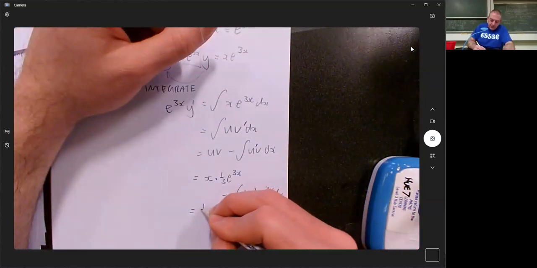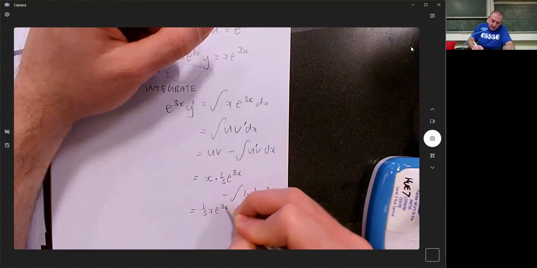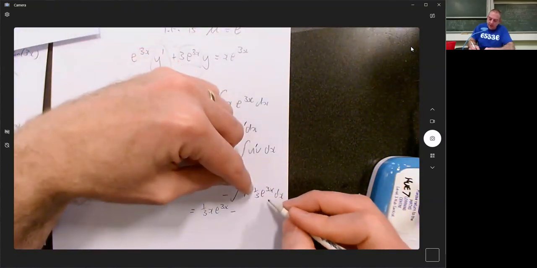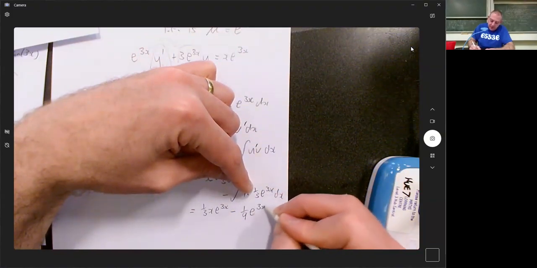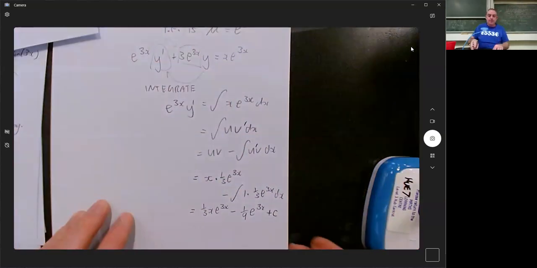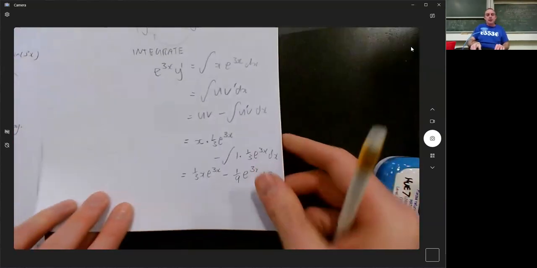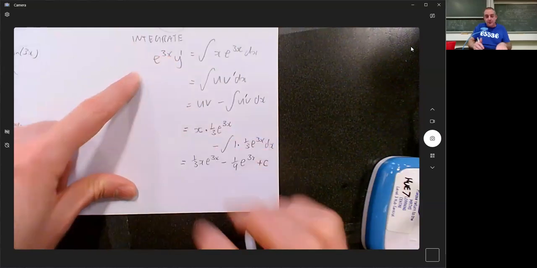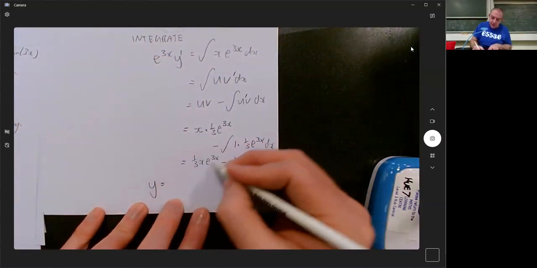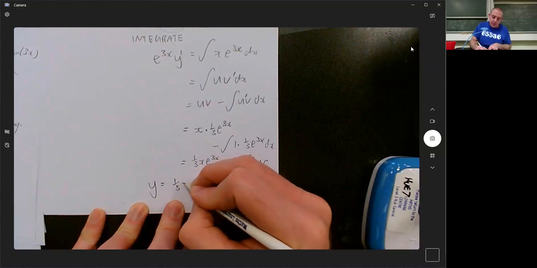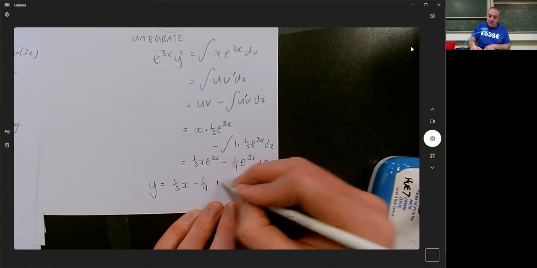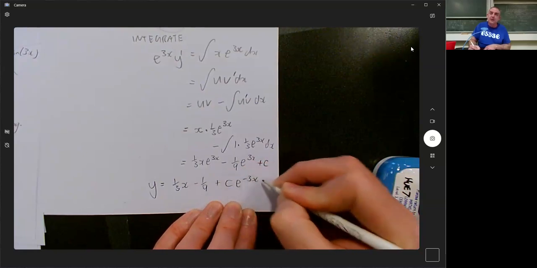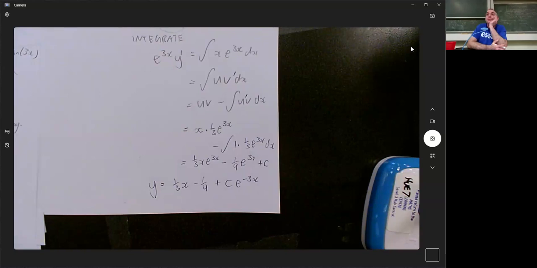And so I would get 1/3 of x e to the 3x minus, and the integral of e to the 3x is 1/3 again, so I'll get 1/9 of e to the 3x plus c. And now I have to divide everything by this e to the 3x, and so I'll get y is equal to 1/3 of x, minus 1/9, and plus c e to the minus 3x, which is the same answer as I got before. Cool, huh?